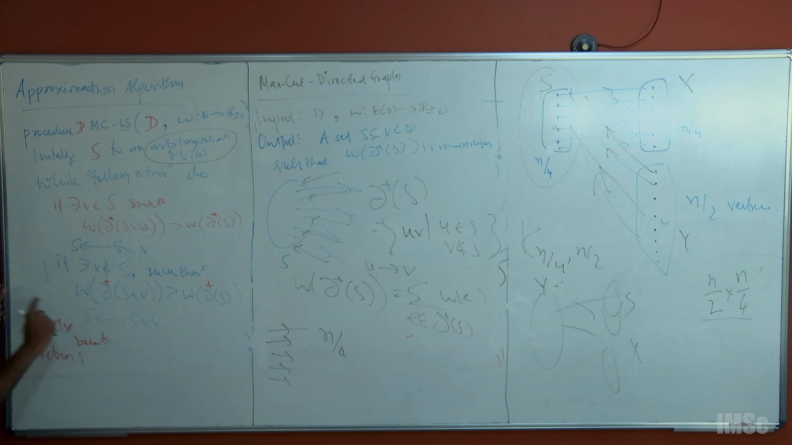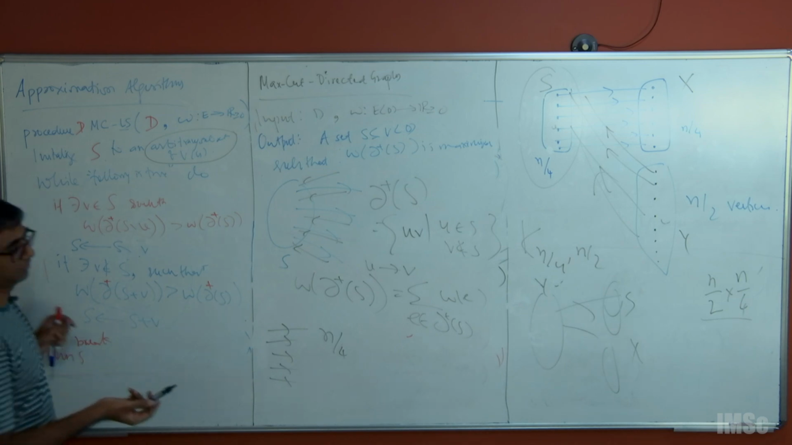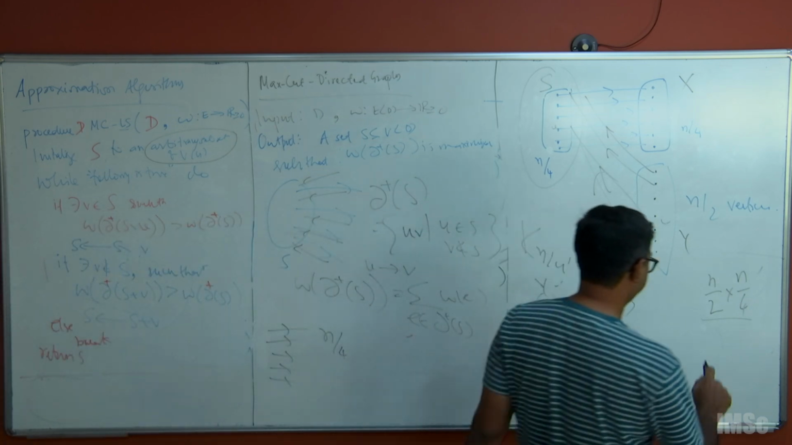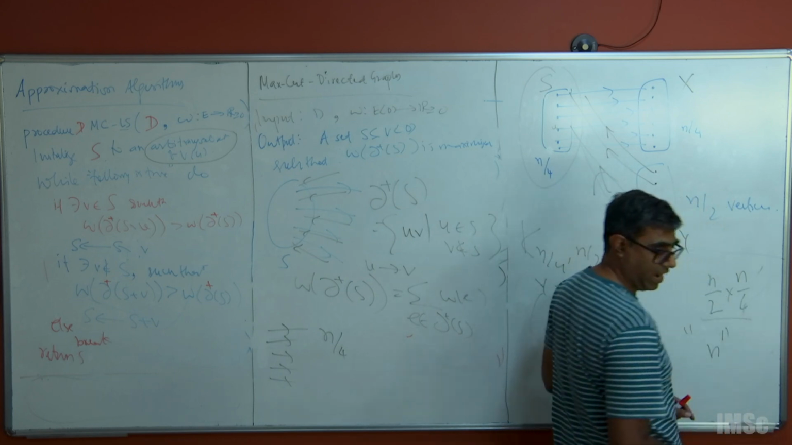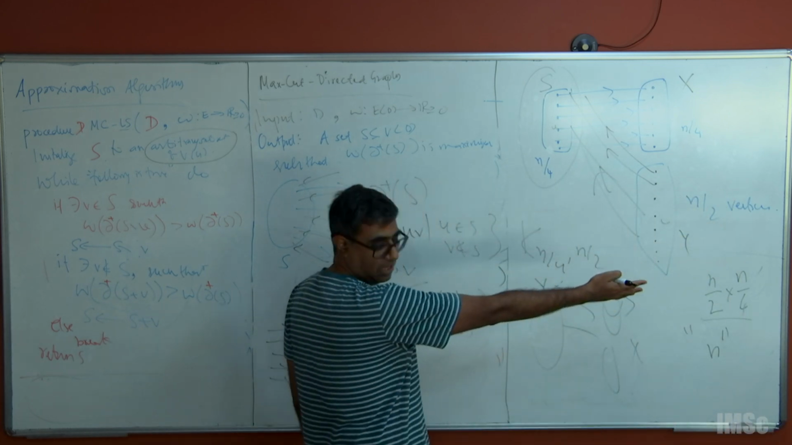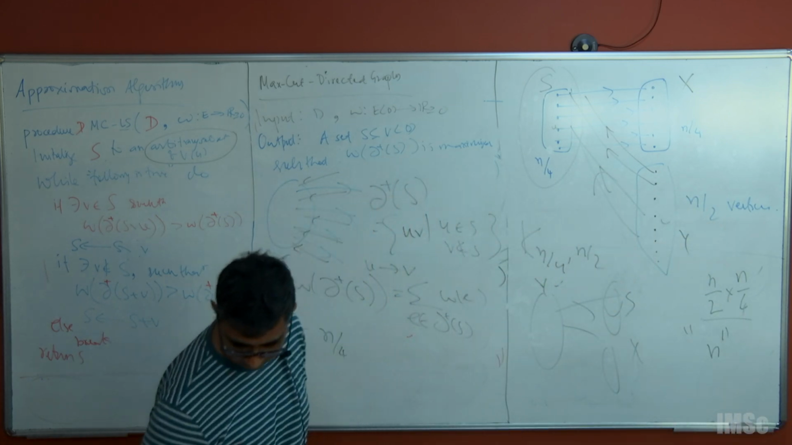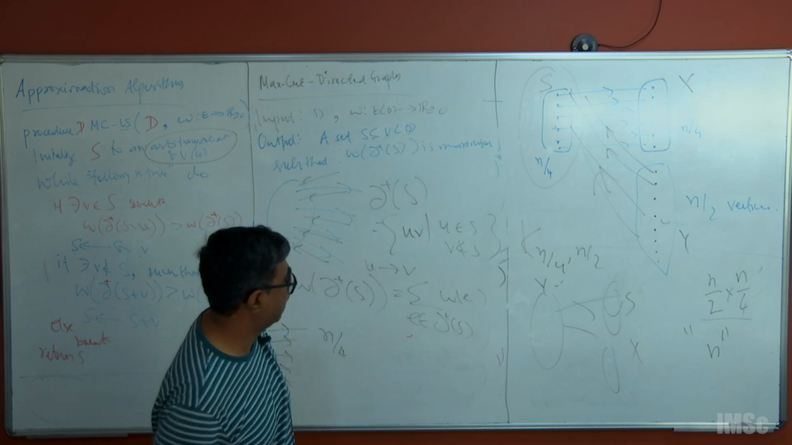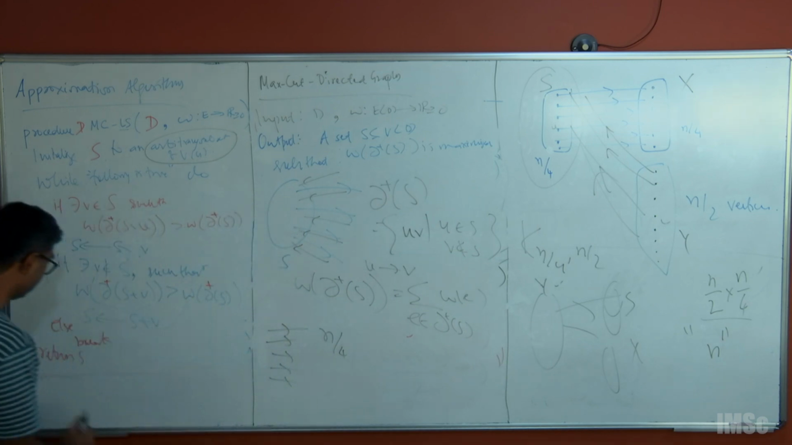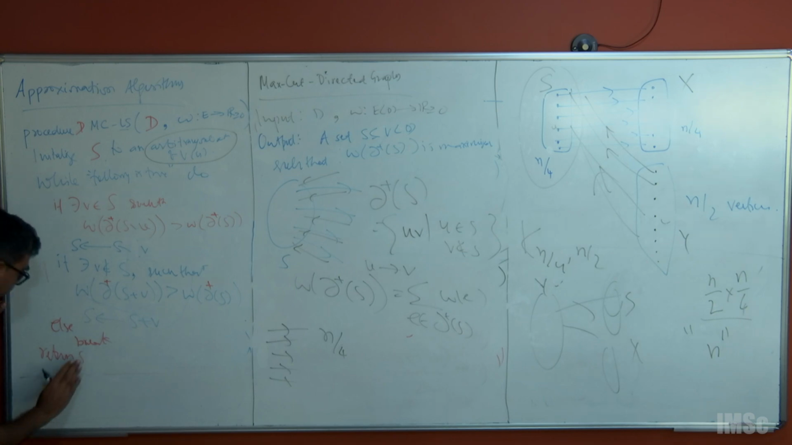As stated, this algorithm gives nothing. The approximation factor is a function of n. I return some n by 4, but actually the best can be n square, right? So rather than just keeping everything, let's not return just S.